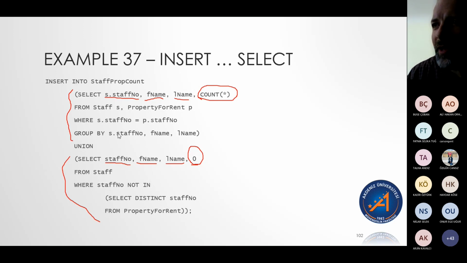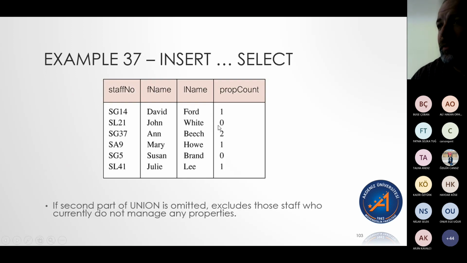So when that union happens, when this select happens, any rows that come from this are going to be inserted all at once into the staff prop count table. Is it 1 row? Is it 2 rows? Is it 1,000,000 rows? It could be any of those things. And it happens all at once rather than having to insert them one at a time. This is where a real powerful aspect of insert into works. So this could be the result that we end up with. That's how you add data to a table.